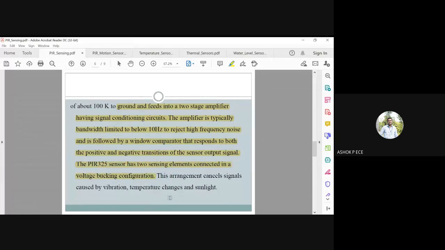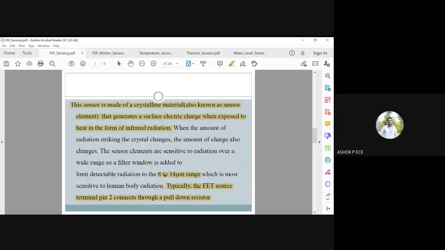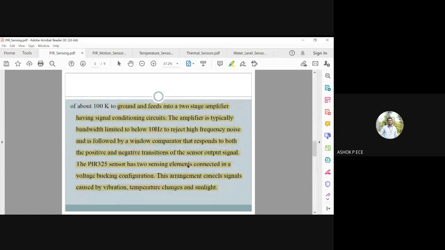And thermal radiation: whenever the temperature is very high, whenever you have sunlight exposure to your PIR sensor, whenever vibration is there, all these will also produce thermal energy. But it is ensured that the sensor will filter out all these things in such a way that it will allow only wavelengths in the range 8 to 14 micrometers. So everything else is filtered out.